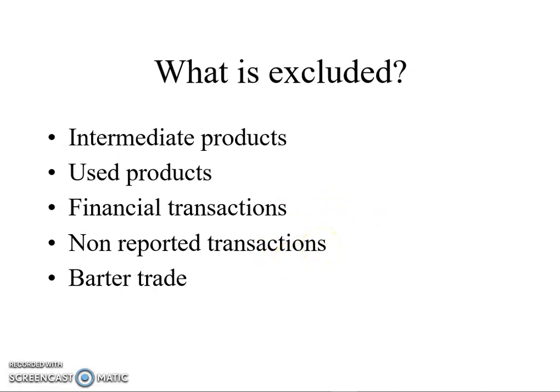Barter trade. Barter trade occurs when people exchange products for products, and therefore it's not a production, because it happens without the use of money, and therefore it's not an economic transaction.